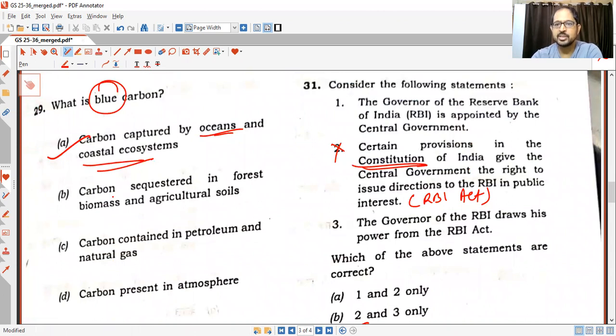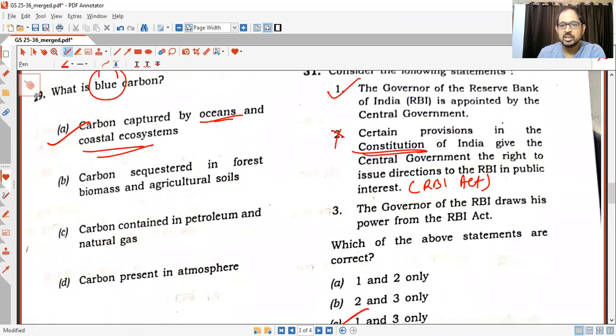Consider the following statements. The Governor of RBI, Reserve Bank of India, is appointed by the central government. Yes, you must have heard about when Urjit Patel was appointed, when Shaktikanta Das was appointed, or when Raghuram Rajan was appointed. So that is very clear. You must have heard of it multiple times in the newspaper. Certain provisions in the Constitution of India give the central government the right to issue directions to RBI in public interest. So it is not the Constitution, but it is under the RBI Act.